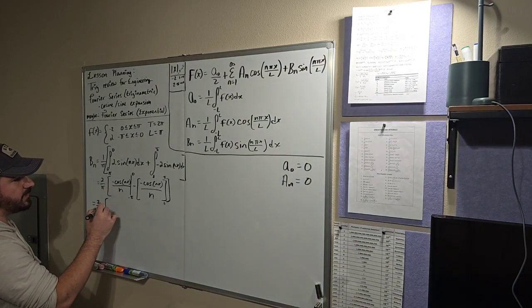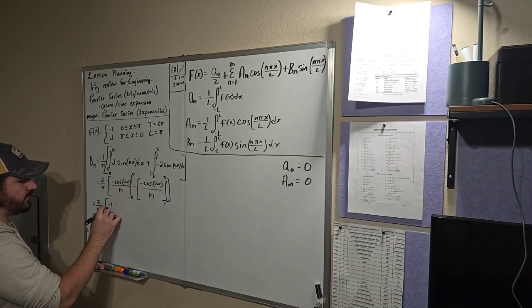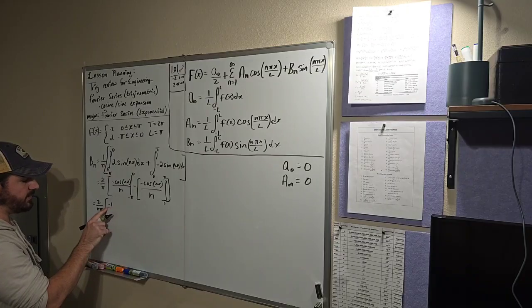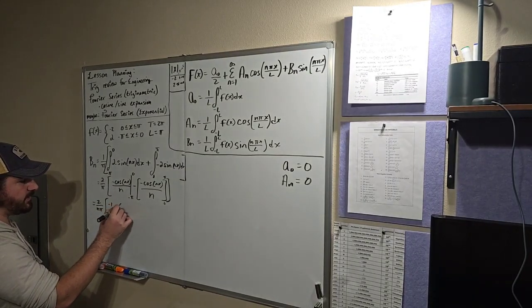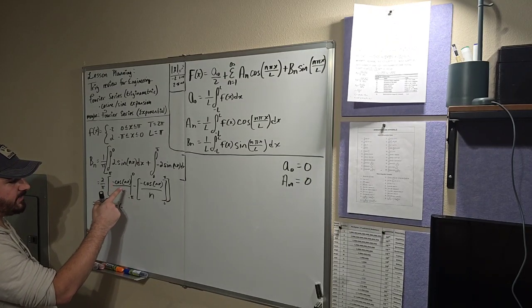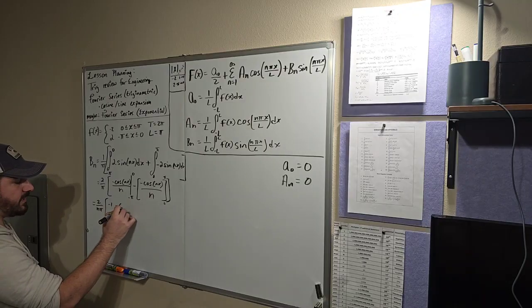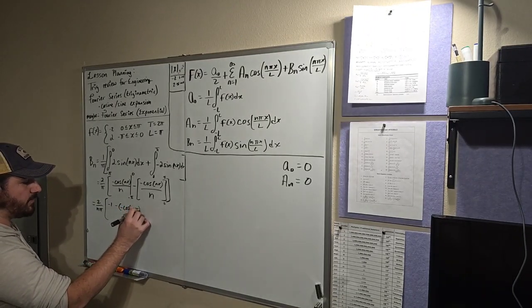So let's do negative cosine evaluated at 0, which is just going to be negative 1 over, well, we already pulled out the n, so we don't need to do that. So we have negative 1. Okay, and then we have subtracted by, and then negative cosine n, where you plug in negative pi, so negative n pi. Well, that's not going to just immediately go away. So we're going to have to think about that one a little more. So let's just go ahead and write it. We'll come back to it.